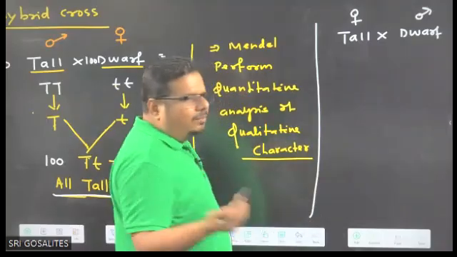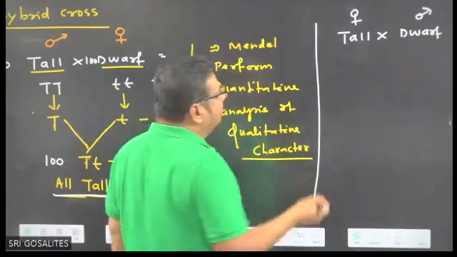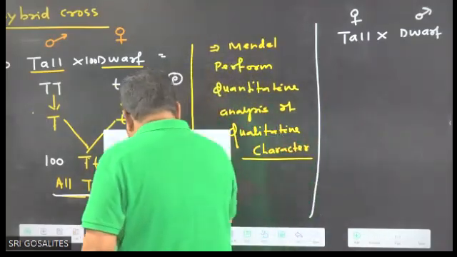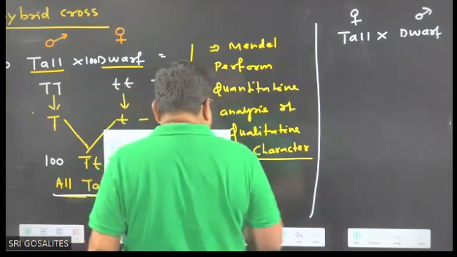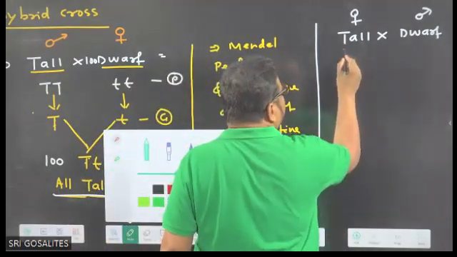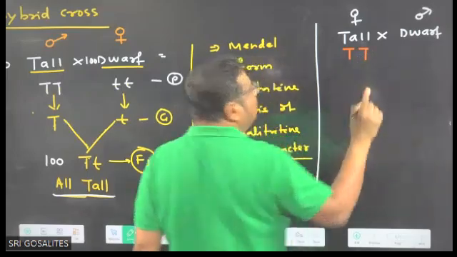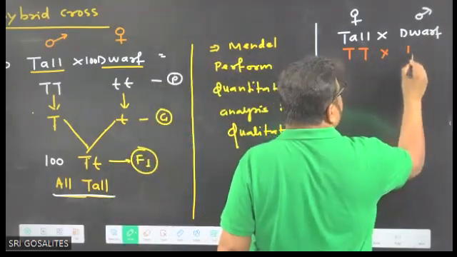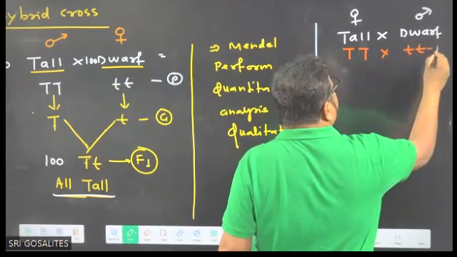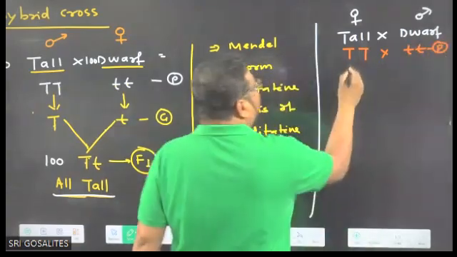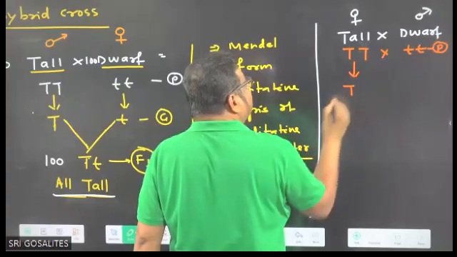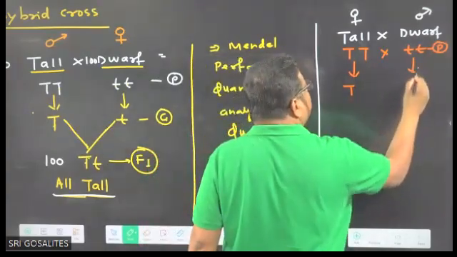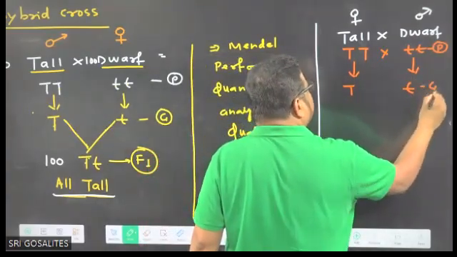So as I told, Mendel, as a parent, always took a pure line. So you support me, you help me. What should I write? Capital T or small t? Capital T, capital T. How many times? 2 times, because factors are present in pair. Here small t, small t. It is the parent genotype. What happened? Capital T will come in the gamete. Here who will come in the gamete? A small t will come in the gamete.